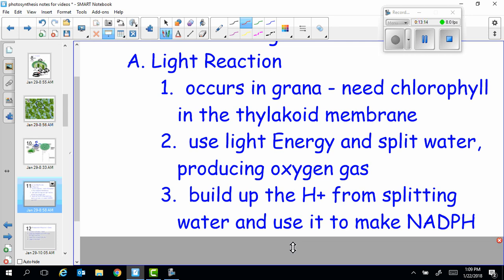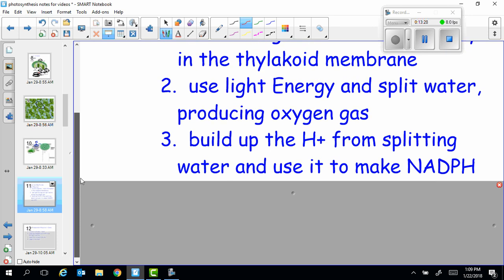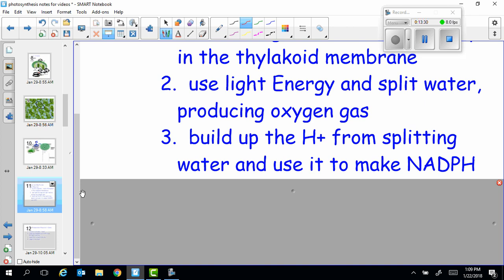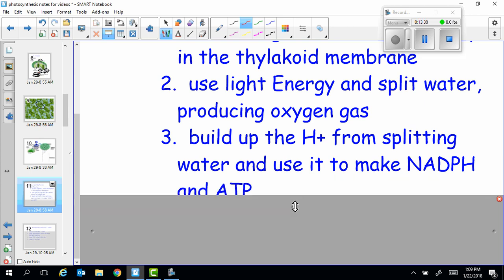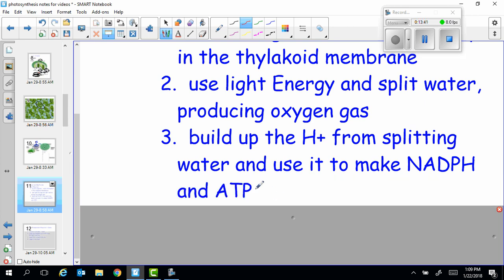Another part of the light reaction is that hydrogen ions, protons, H pluses, from splitting water are going to be used to make NADPH. NADPH is a coenzyme, and it is an important product of the light reaction and a reactant for the light independent reaction. So we need to make it in the light reaction and then use it in the Calvin cycle. ATP is another product of the light reaction, and it's going to get used in the Calvin cycle.